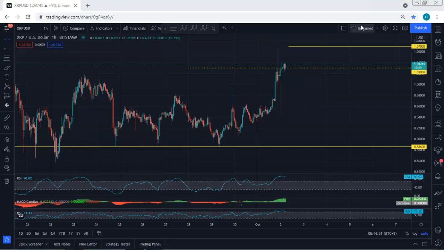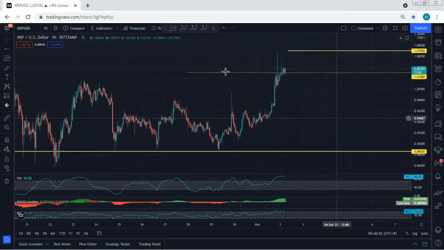XRP, we start with the 1 hour chart. I just want to give a quick update. First of all, if we refer to our analysis, we have been looking for buy. This is what we get.